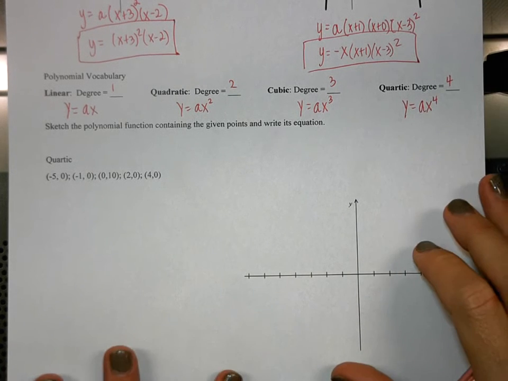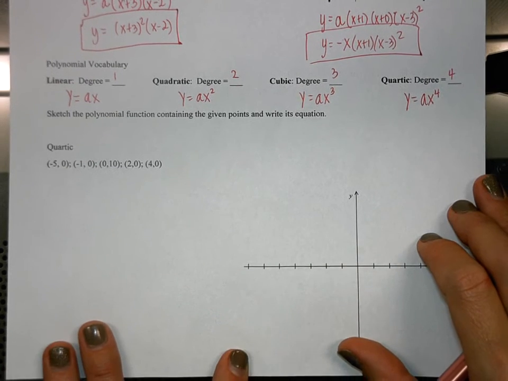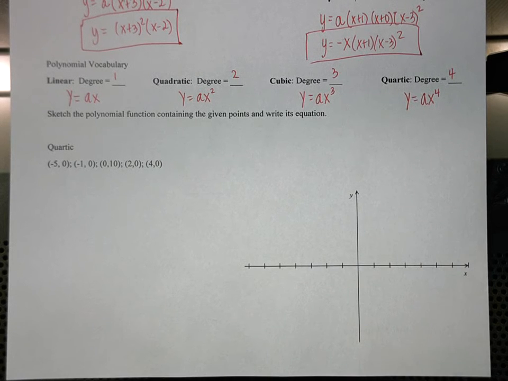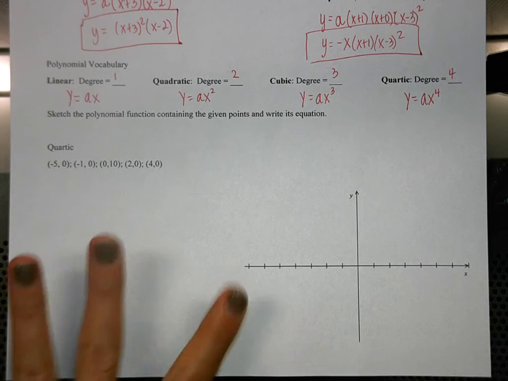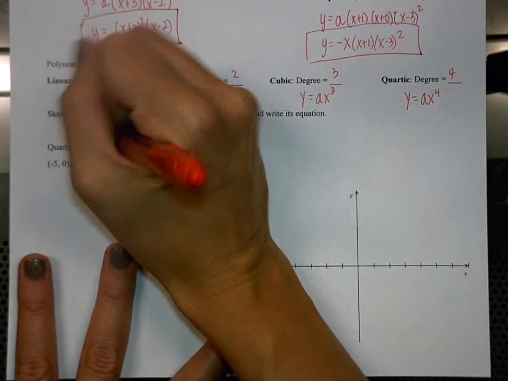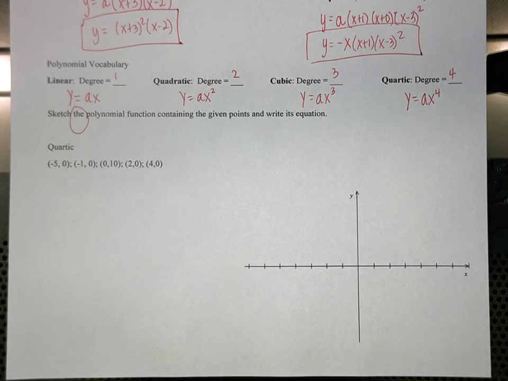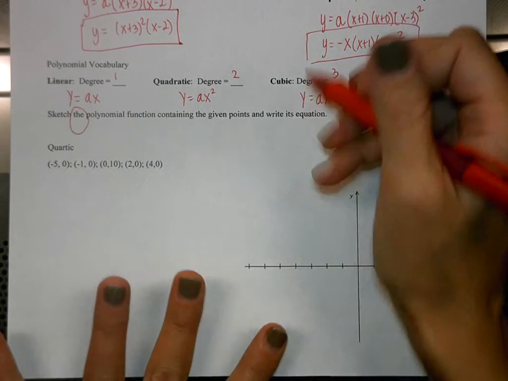And so on some of your homework tonight, they're going to basically say, this is a quartic degree. And so based on bounces and passing through and all that kind of stuff, you would be able to know the for sure exponent. Okay? Does that make sense? Because you would want to count them up. All right. Now, this says sketch the polynomial function containing the given points and write its equation.